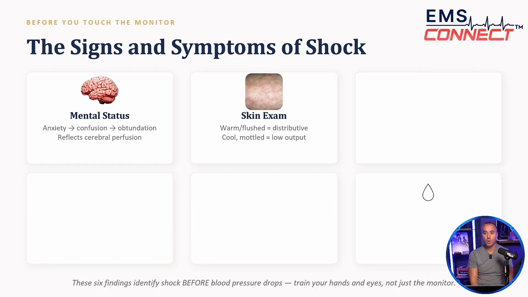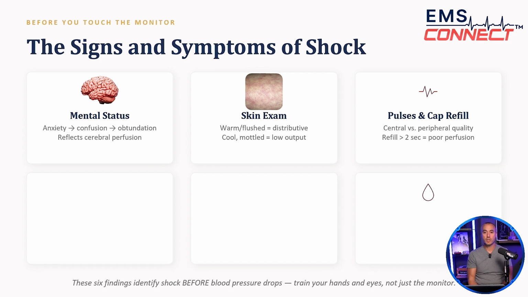Next is skin exam. So is it warm extremities? Is it flushed skin? You should be thinking of distributive shock, and we'll get to that. Is it cool, mottled? You should be thinking that you're not having good perfusion to those extremities and there's low cardiac output, right? This is a picture here showing mottled skin. I'm sure we've all seen that before.